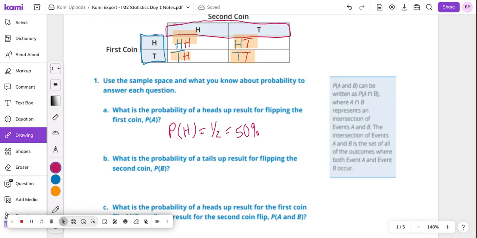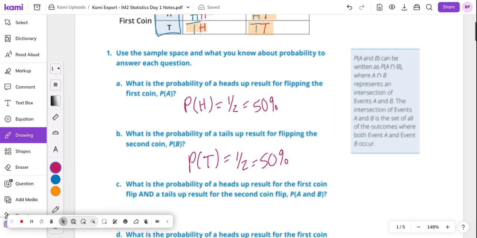B, what is the probability of a tails up result for flipping the second coin? Now, the second coin flip is completely independent of the first coin flip. So because the first coin landed on heads, it doesn't mean that the second coin you flip has to land on tails. They're independent events of each other. So the probability of a tails up result for flipping the second coin is also going to be 1/2. It's still 50-50, 50%.